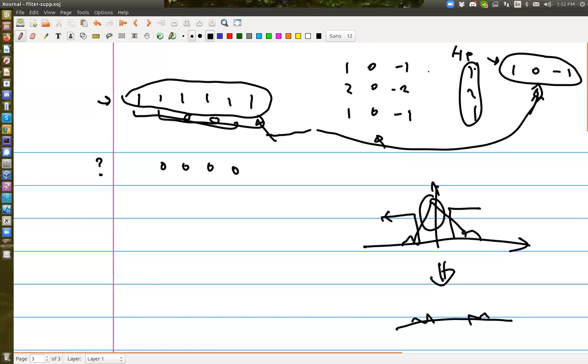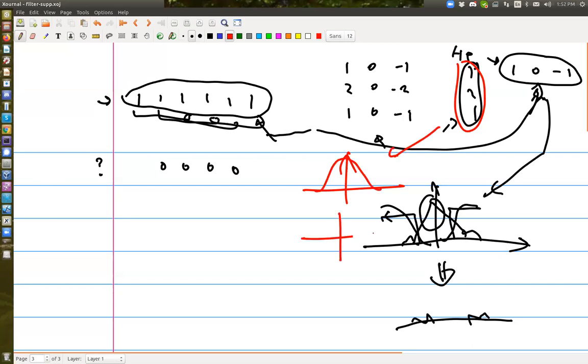Here, the high pass filter and low pass filter are not ideal. I probably have a high pass filter something like this, maybe for this one. And for the low pass filter, I probably have something like this, instead of a really sharp low pass filter.